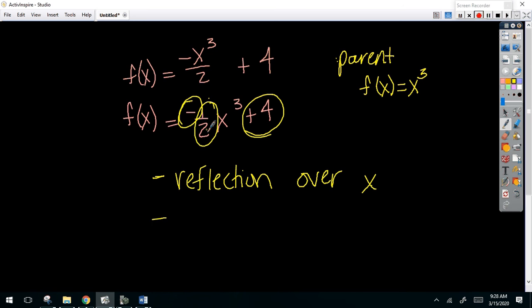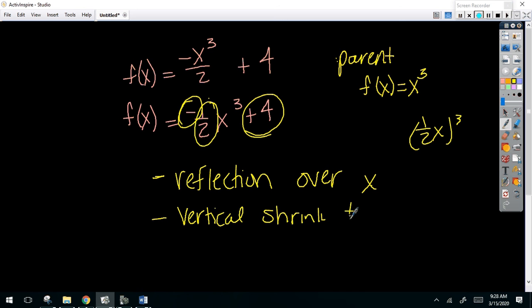My 1/2, again, it's not hooked to x this way. Instead, it's in front. So this is going to be a vertical shrink of 1/2. And then the 4 on the very end is going to translate up 4. All right, next one.